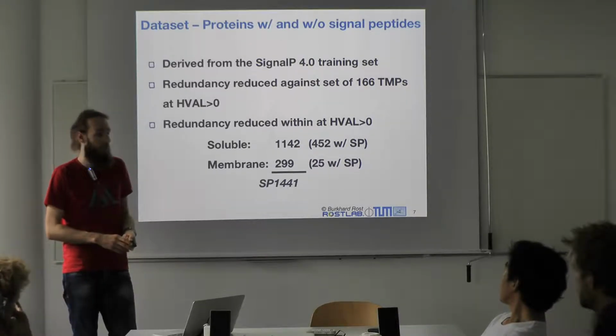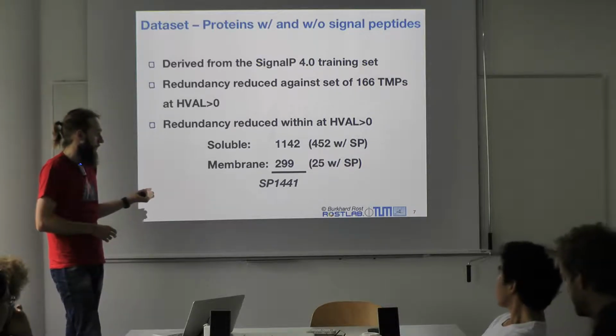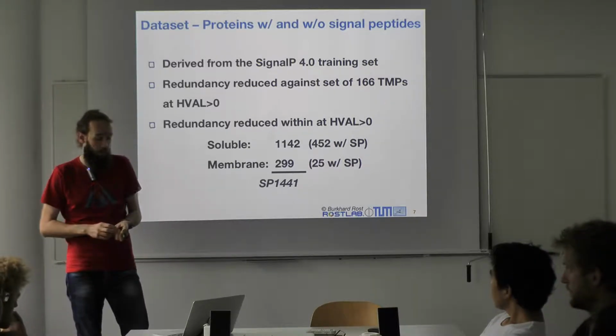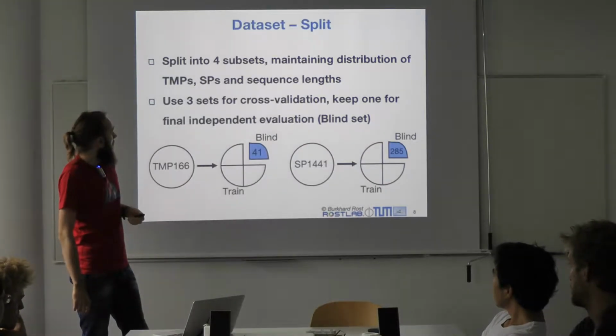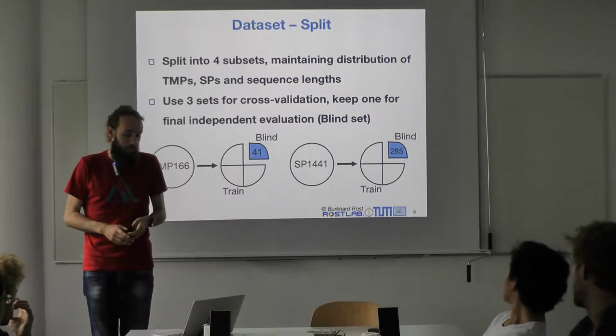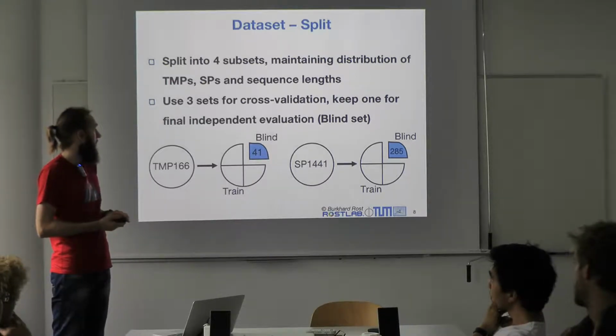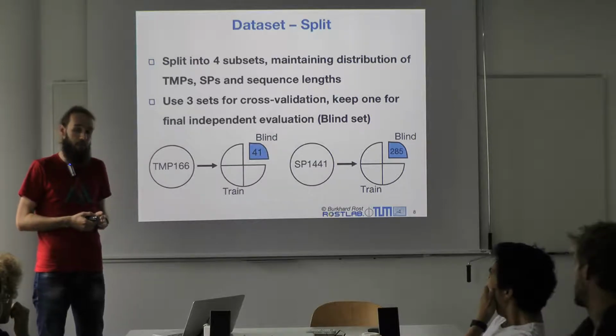1,142 of those are soluble. The rest are membrane proteins, and then a subset of those in every case also contains a signal peptide. Right, and then of course to train our method we split the whole thing up. In this case 4 subsets. The cross-validation is performed on 3 subsets.